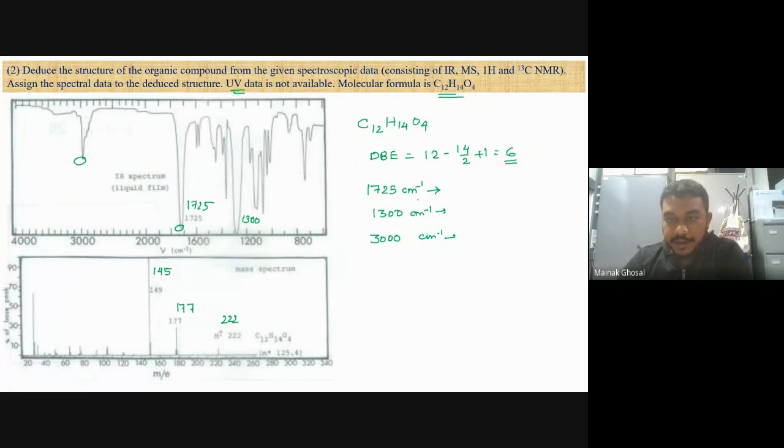Now I'm going to the point that a peak is observed at 1725 centimeter inverse, 1300, and another at 3000. So what is the possibility that a 1725 centimeter inverse peak is possible? Which functional group could be present? Carbonyl. Okay, you first predict carbonyl, whether it will be ester or normal carbonyl or aldehyde or ketone, that we will see later. 1300 is the fingerprint region, I am not bothered about that much. So 3000 will be for which one?